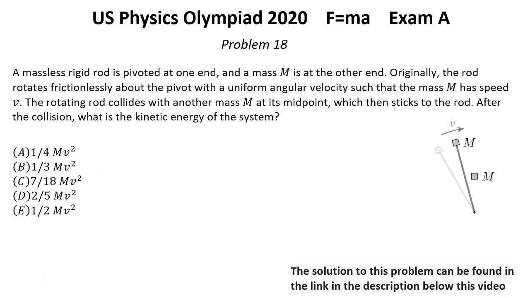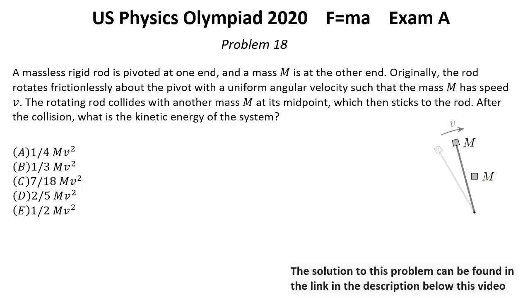Problem number 18. A massless rigid rod is pivoted at one end, and a mass M is at the other end. Originally, the rod rotates frictionlessly about the pivot with a uniform angular velocity such that the mass M has speed v. The rotating rod collides with another mass M at its midpoint, which then sticks to the rod. After the collision, what is the kinetic energy of the system?